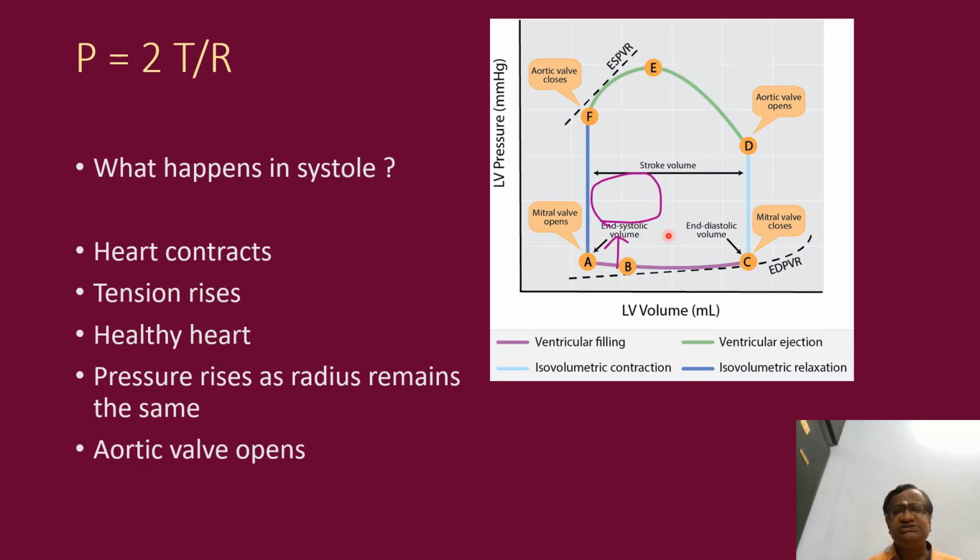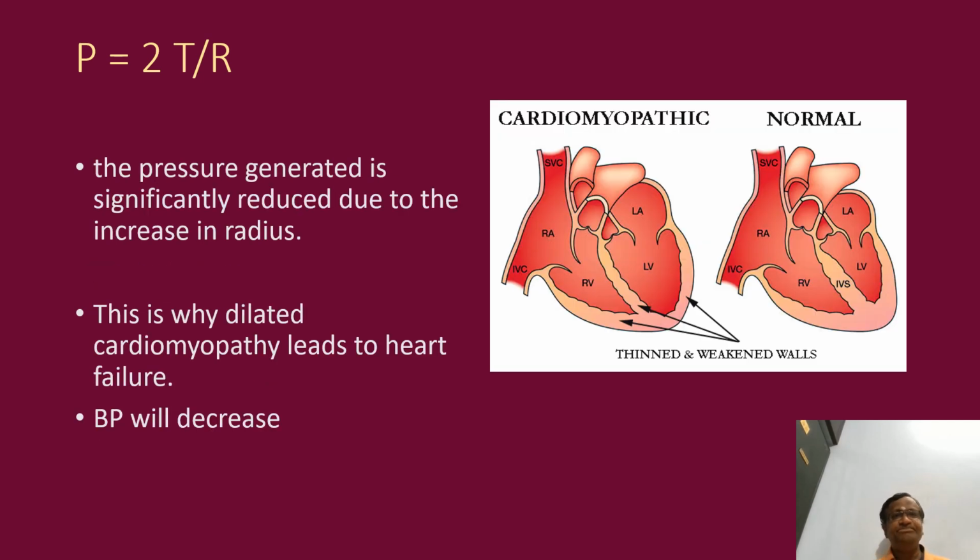Now what happens in systole? As soon as the heart contracts, the mitral valve closes and the pressure reaches 126 or 128. The aortic valve opens and the blood is jetted. The pressure rises as the radius remains the same. The aortic valve opens and then the pressure develops.